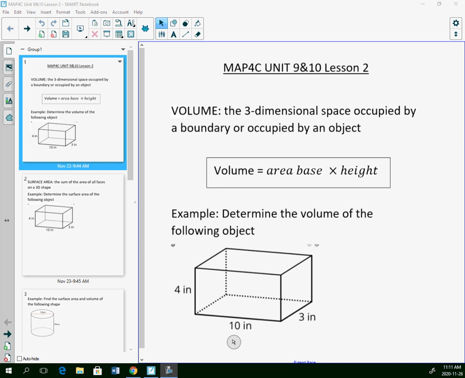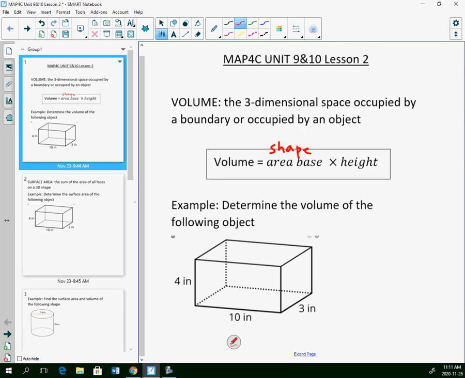Okay, so today we're going to look at determining volume and surface area of some objects. So remember that volume is the three-dimensional space occupied by an object, and generally volume is the area of the base times the height. So the area of the base is the shape of the base, whether that's a rectangle, a square, a circle, a triangle, and then we multiply that by the height.